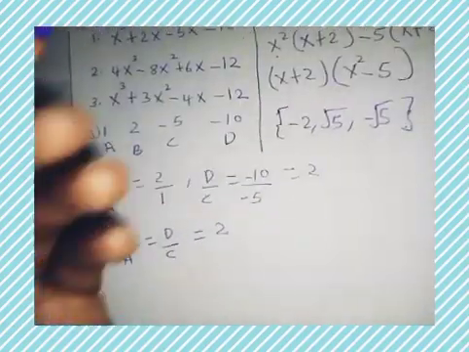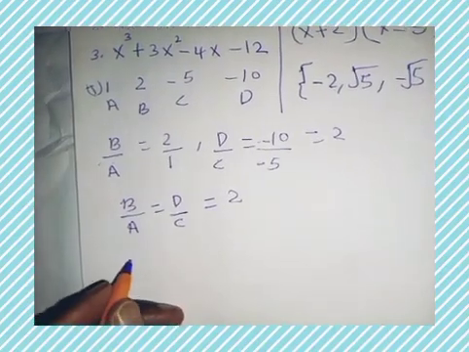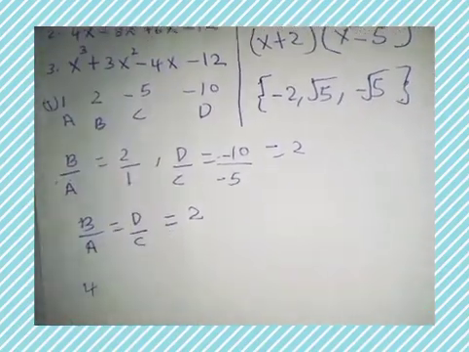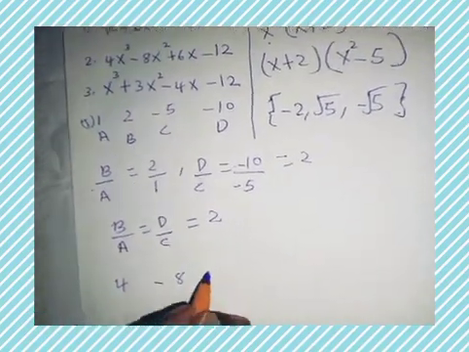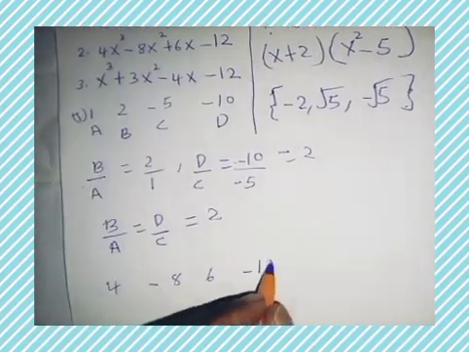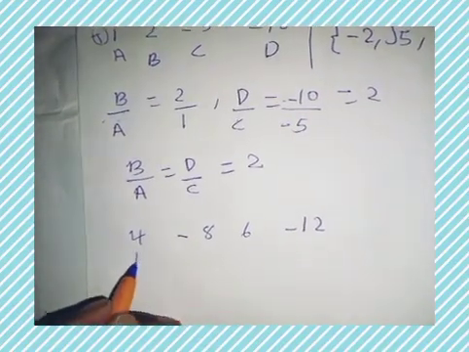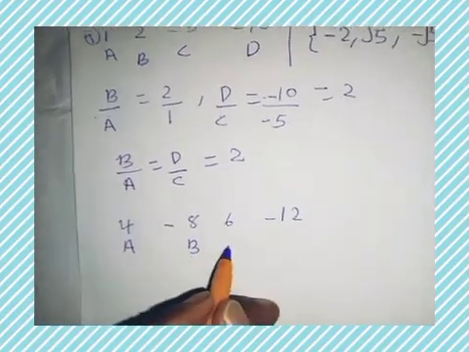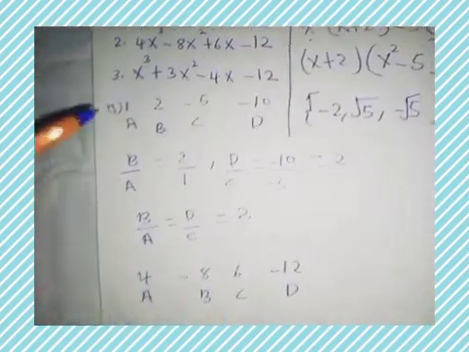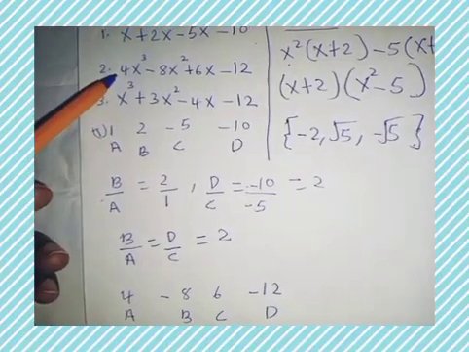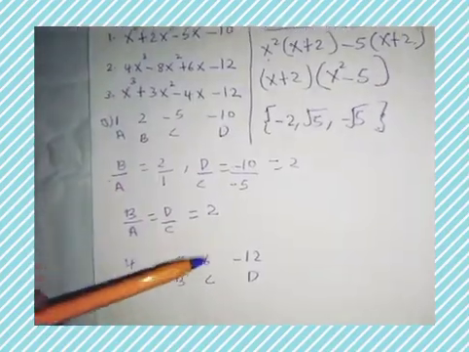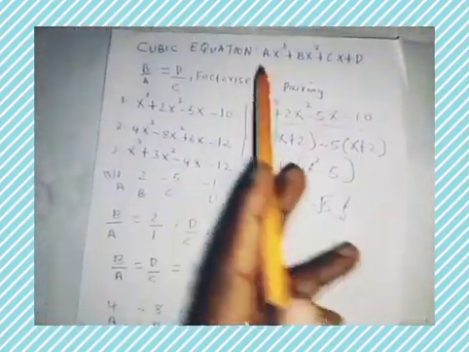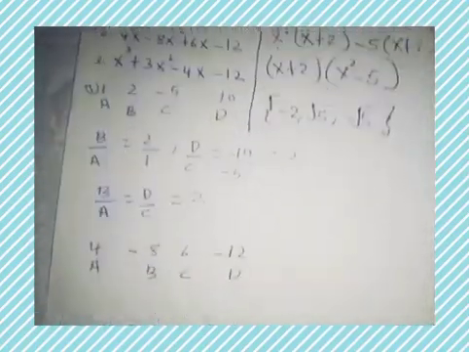In example 2, we write the constants: we have 4, negative 8, 6, negative 12. We compare with the standard form A, B, C, D. Our first 4 is A, negative 8 is B, 6 is C, and negative 12 is D. We are using the standard form of our equation to compare.